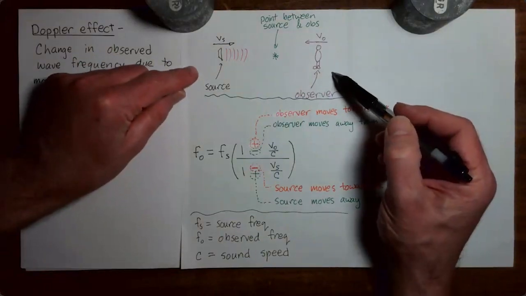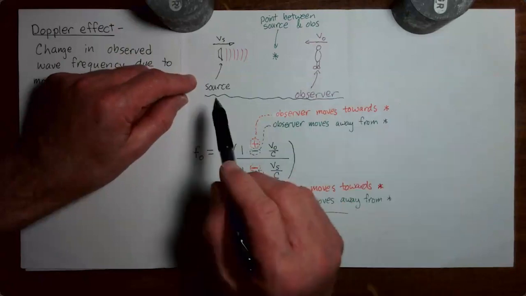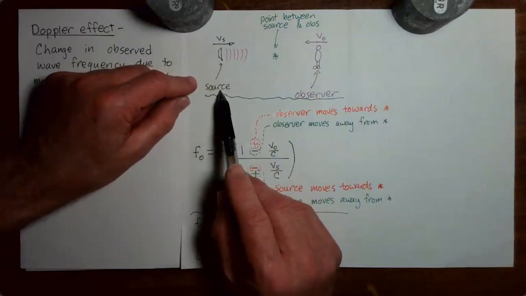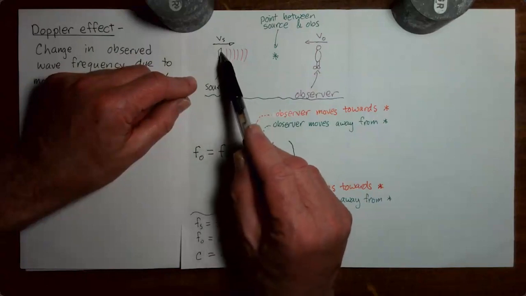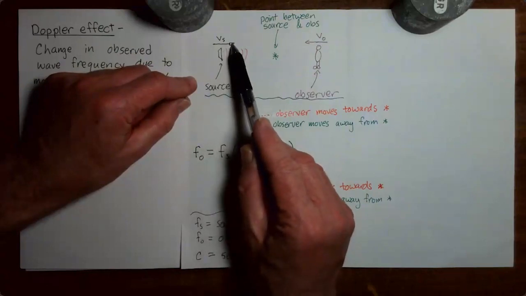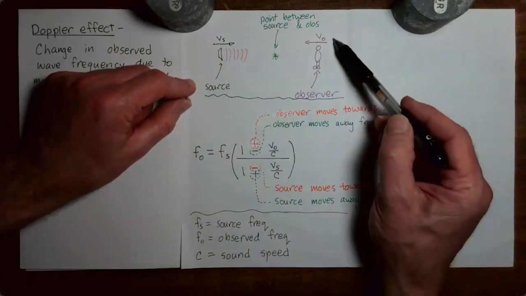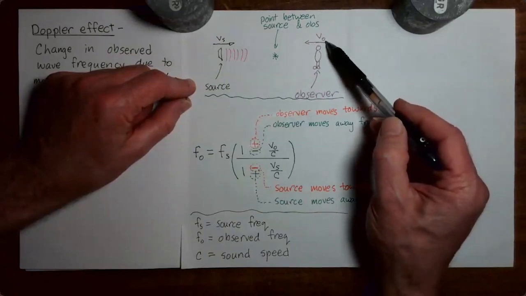Let's start with this figure here. Over here, I have a speaker. The speaker is the source of the sound, and I have shown the speaker moving with a speed v sub s. Over here, I have an observer, and I have shown the observer moving with the speed v sub o. That subscript there is o for observer.